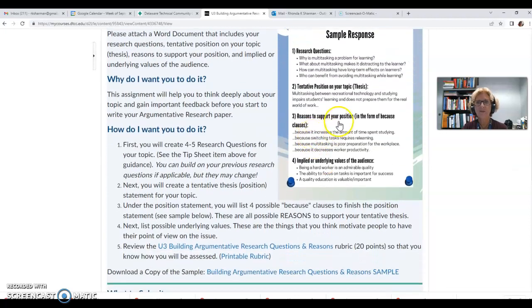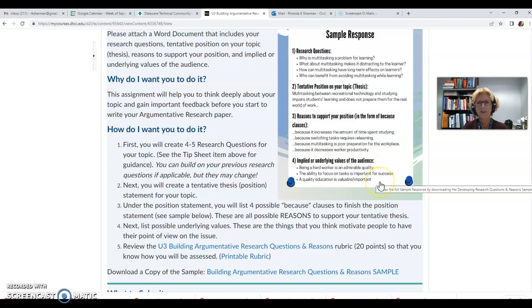The next item is to think about supporting reasons for your position. And I want you to write them just like you see in the model, where you have the because clauses. So why do we want to believe your position? Because this reason, that reason, and so forth. Again, some of this may be drawn from things that you've been learning in both Unit 1 and Unit 2. Now you want to clarify the different reasons why your side of the issue is the right one.